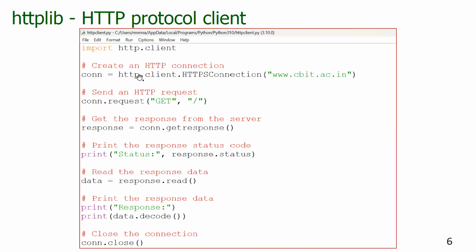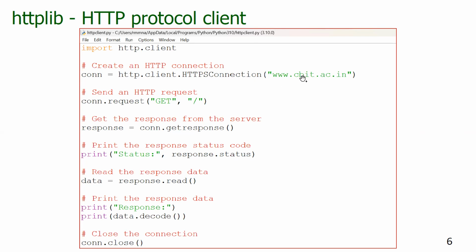Let us see the program. Here, first we have to import the package http.client. This is the new name of httplib in version 3 and above. Currently I am using version 3.10.0. We compulsorily have to use http.client only. So first we have to import http.client.